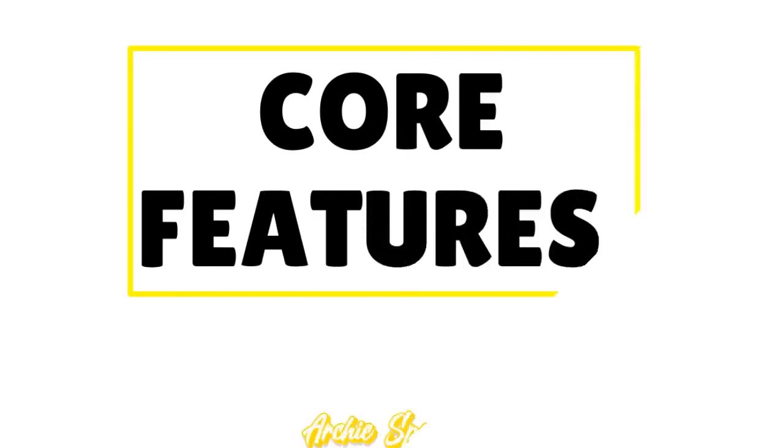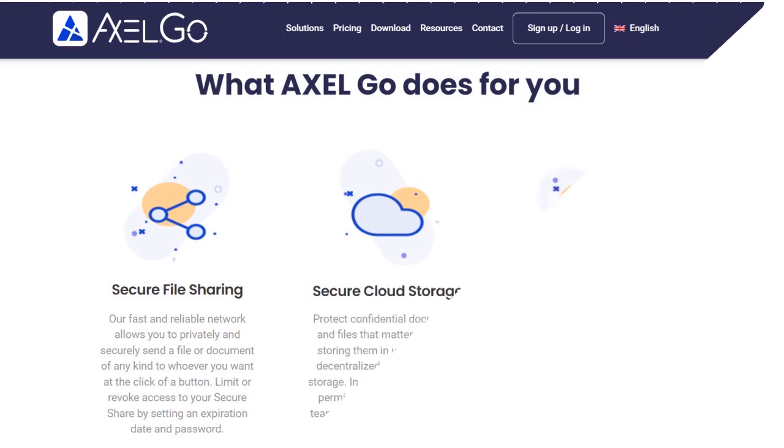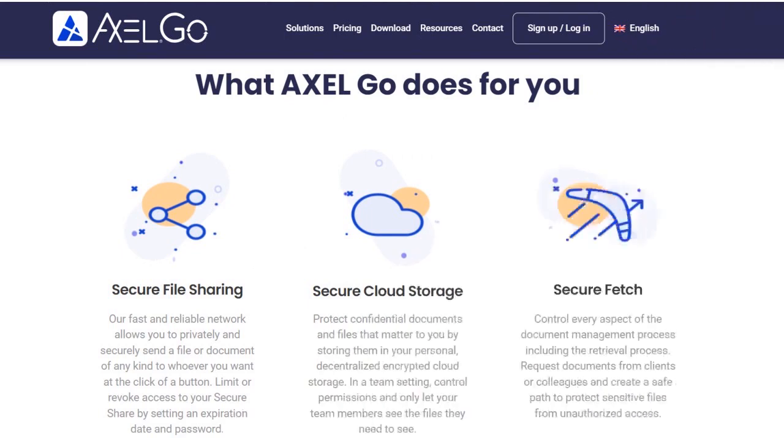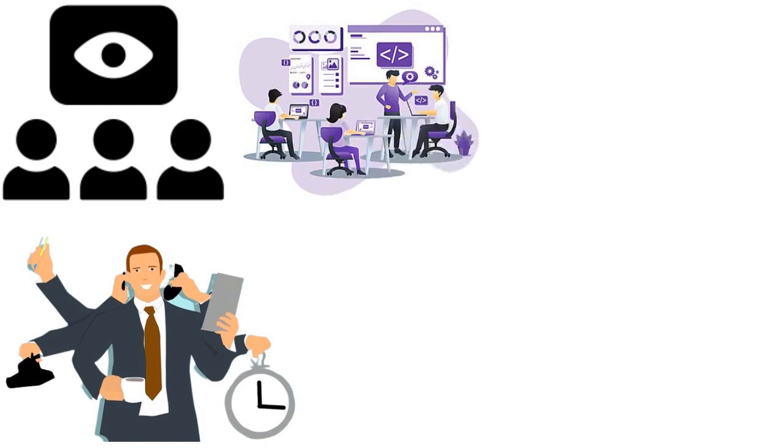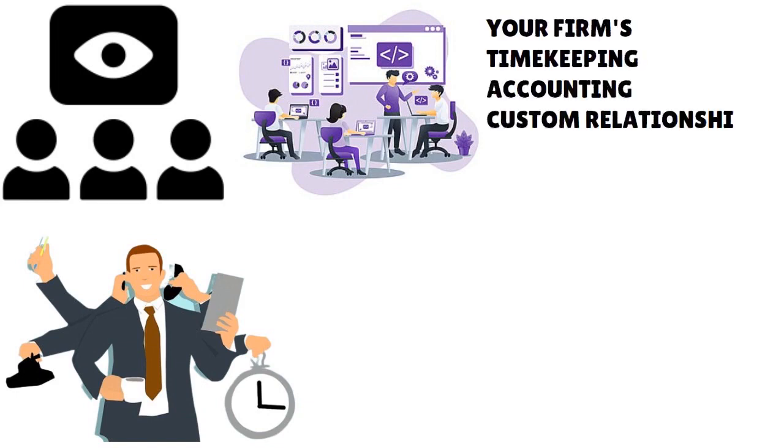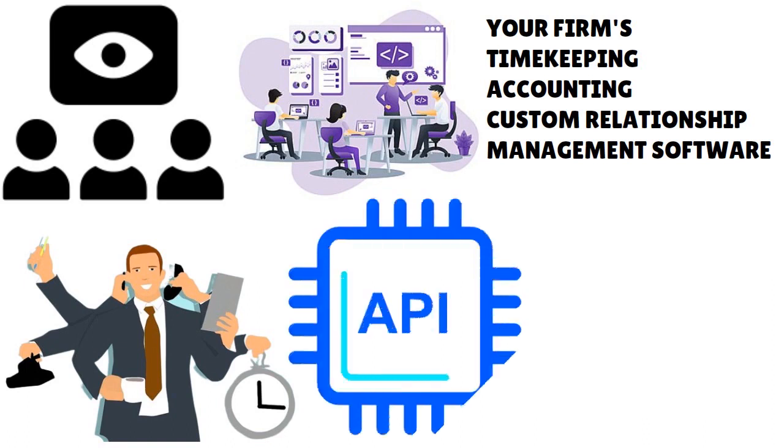Let's talk about the core features here. When you think about Axel Go, for document management and automation, you really want to pay attention to a few things. First of all, you have an open API. Open API is great because Axel Go has an application programming interface that will allow you to directly integrate with other software programs, such as your firm's timekeeping, accounting, or customer relationship management software. This is important because Axel Go doesn't integrate with too many apps as of now. So having this open API is really cool.